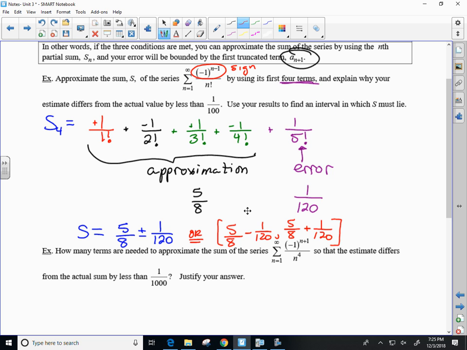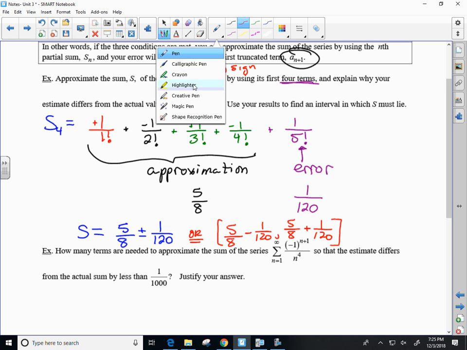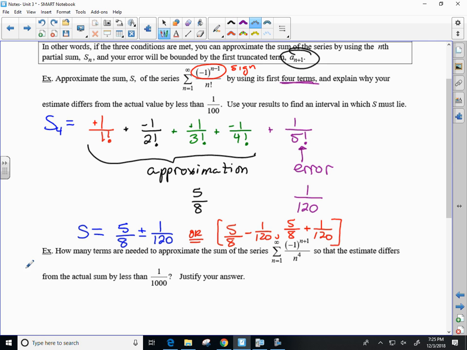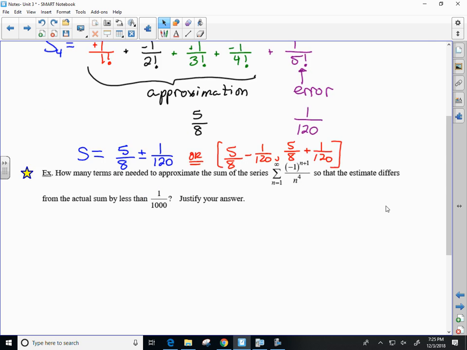All right, so the second example is pretty much the same thing, so I'll put a star on that. Same concept. I mean, it's a slightly different question, but same concept.